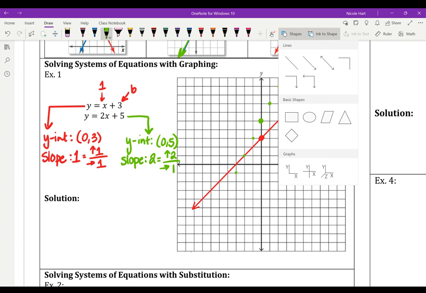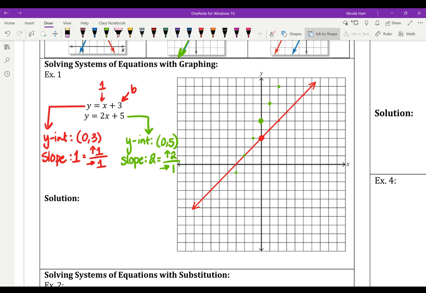So we can start to see our line take shape. I am going to connect my points, adjust my fancy line here. There we go.